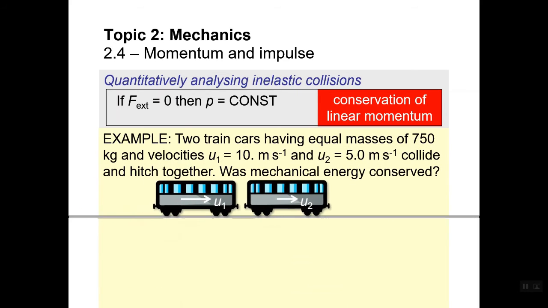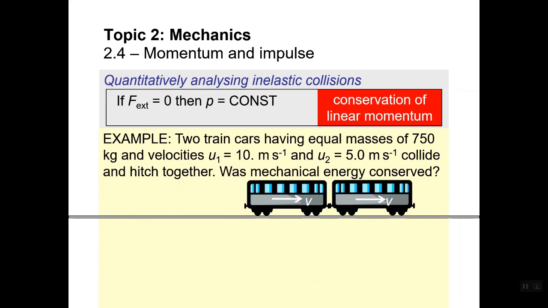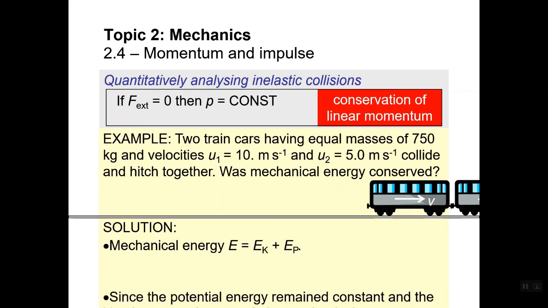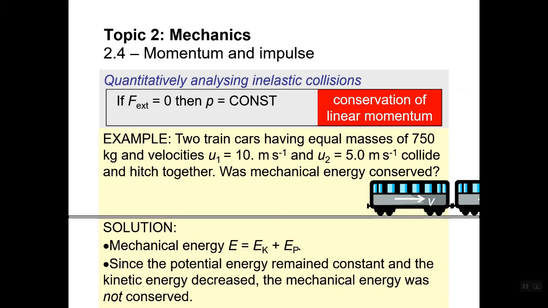Was the mechanical energy conserved? Mechanical energy equals kinetic energy plus potential energy. We know the potential energy remains constant as the train is traveling on the same level. The kinetic energy decreased, so mechanical energy was not conserved.